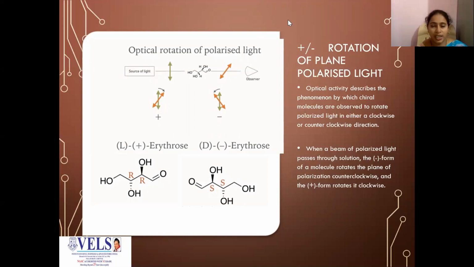Whenever we prepare a compound as a solution and pass plane polarized light through that solution, if there is a deflection of the plane polarized light towards the right, then it is called plus or dextrorotatory. And if there is a deflection of plane polarized light in the left hand direction, then it is represented by minus or levorotatory compound. Here, plus and minus correspond, according to relative configuration, to the D and L forms, and the structures are given, whereas in absolute configuration, plus represents the R form and minus represents the S form.